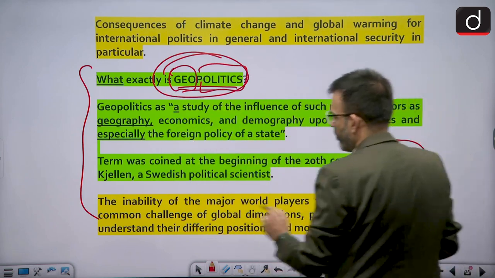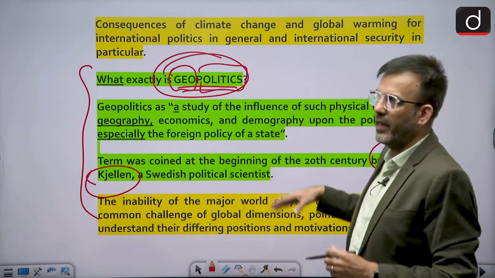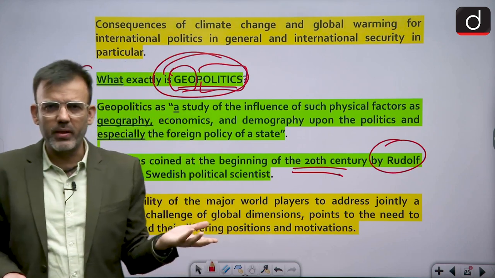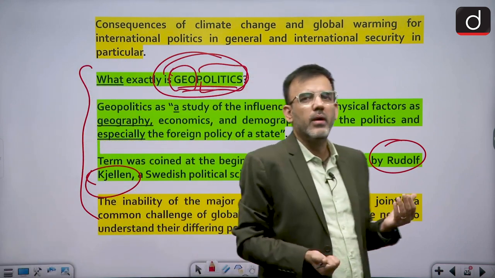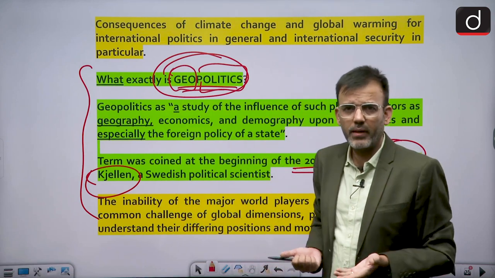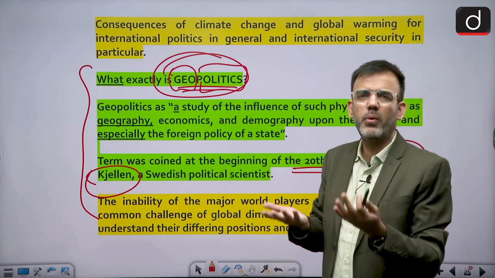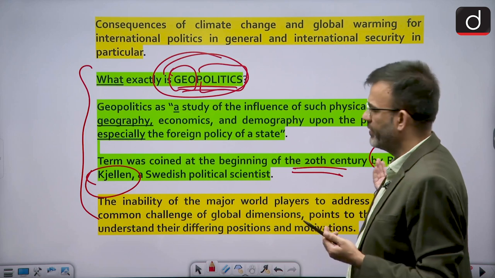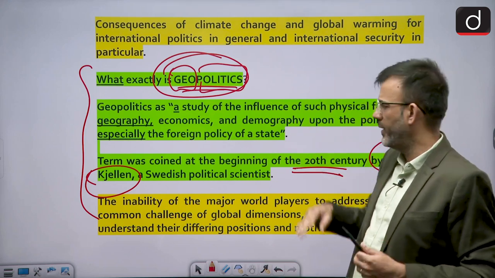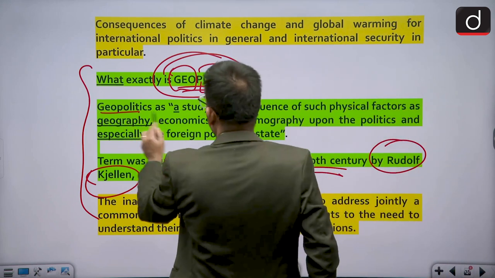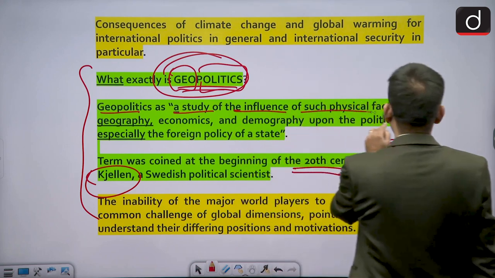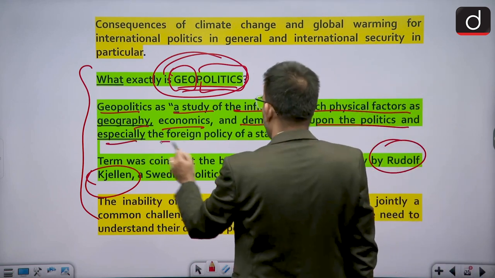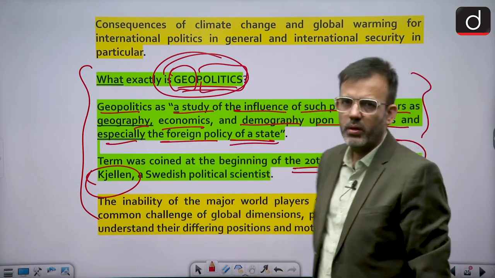Rudolf Kjellén, the famous Swedish political scientist, gave prominence to this word in the 20th century. Although the word may not have been so popular before that, even in Plato, Aristotle, and Kautilya's political writings, you will get the essence of what geopolitics talks about. So the word was polished by Rudolf Kjellén, but the spirit existed before this also. Geopolitics can be described as the study of the influence of such physical factors as geography, economics and demography upon the politics and especially the foreign policy of a state. This is what we call geopolitics.